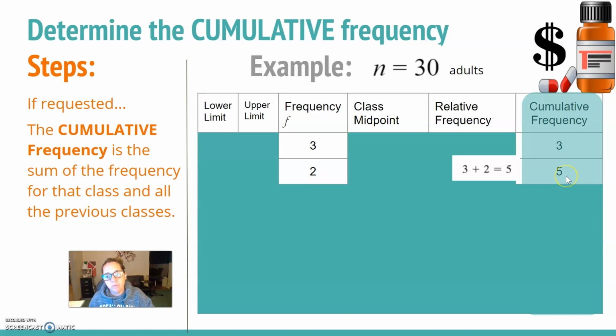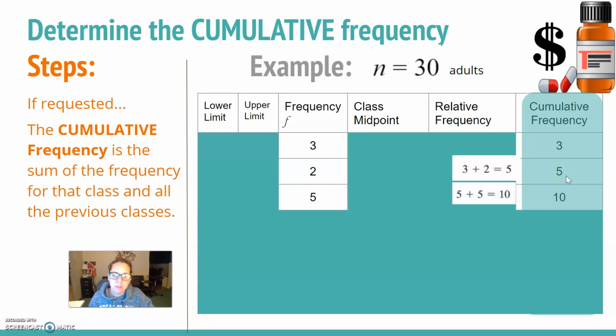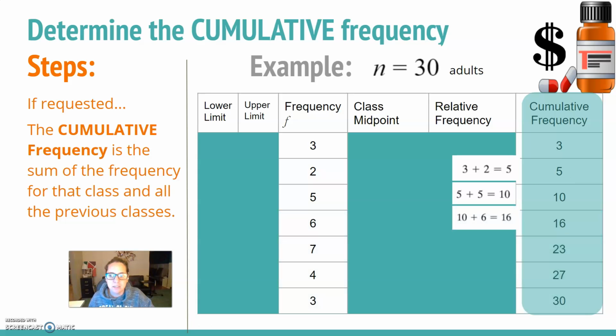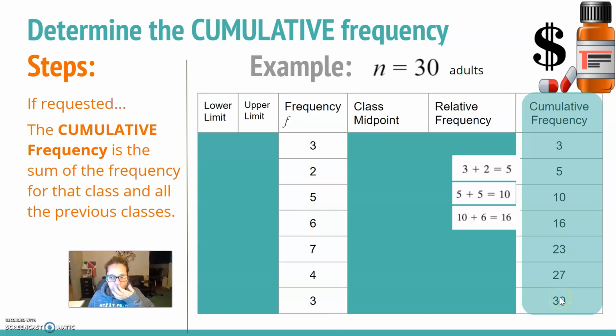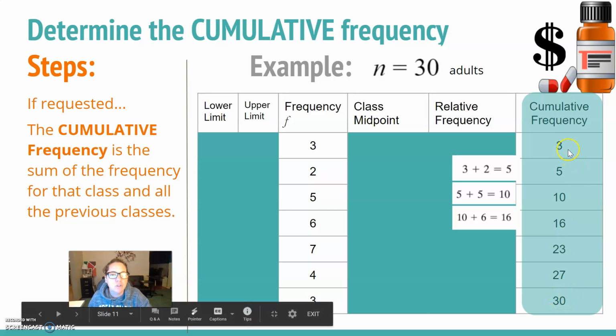Then I'm going to add that old 5 plus the new 5 and get 10. Add that old 10 plus the new 6 and get 16, and you keep going down. By the end, you should get to your total number of adults that you asked, or your sample size. And that would give you the cumulative frequency.